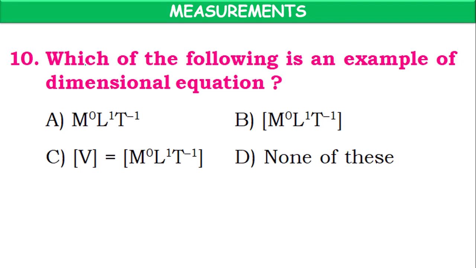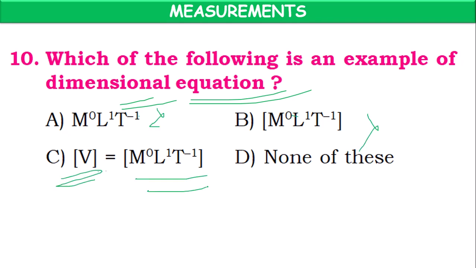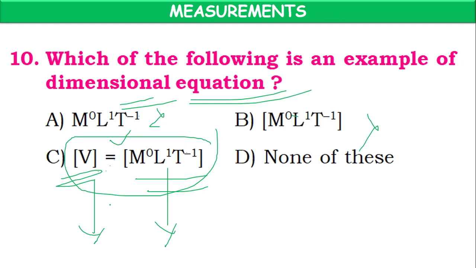Next one. Which of the following is an example of a dimensional equation? A dimensional equation should contain an equality sign because it is an equation. First one wrong, second one wrong, third one: velocity equals M0 L1 T minus 1. On the left side we have the main quantity, on the right side its dimensional formula, and in between we have the equality sign. So it is an example of a dimensional equation. So option C is correct.